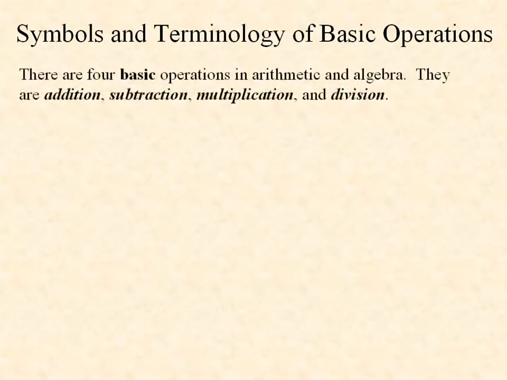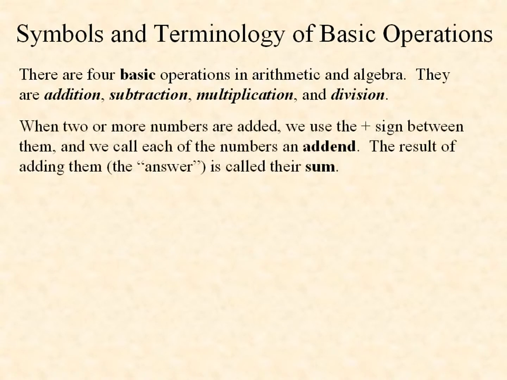Symbols and terminology of basic operations. There are 4 basic operations in arithmetic and algebra. They are addition, subtraction, multiplication, and division. When 2 or more numbers are added, we use the plus sign between them, and we call each of the numbers an addend. The result of adding them, the answer, is called their sum.